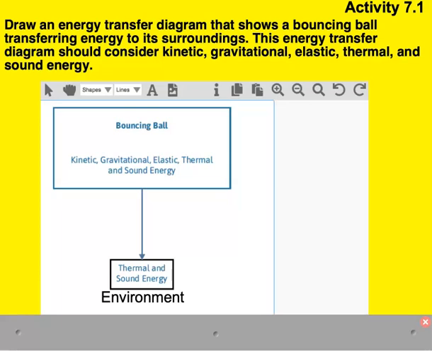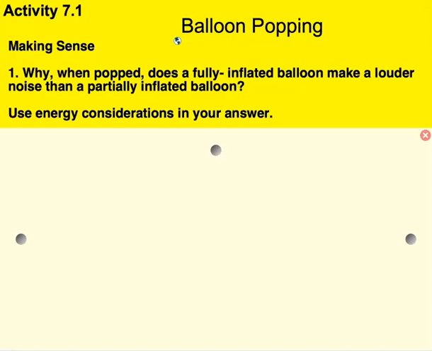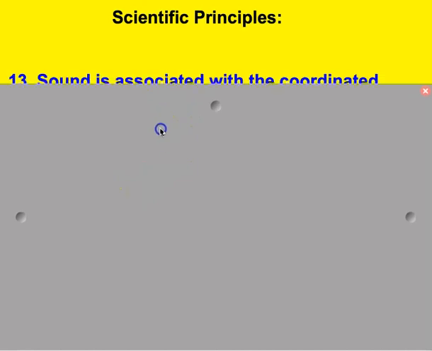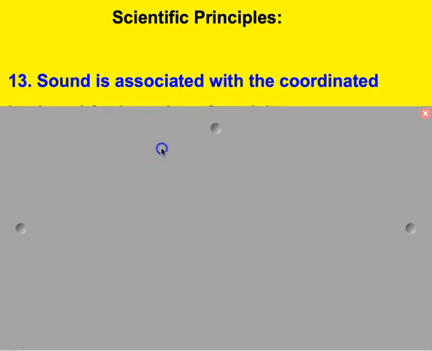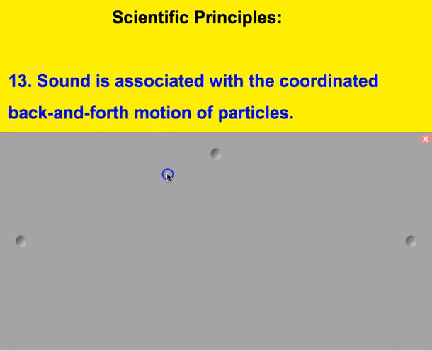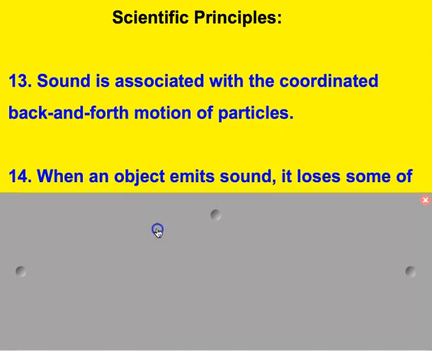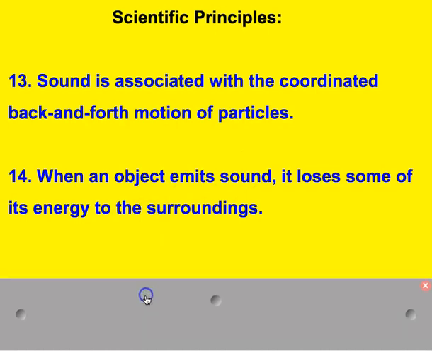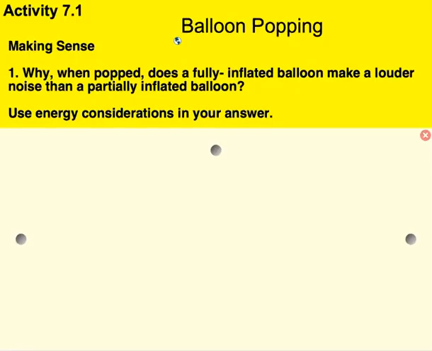So that does it almost for the questions. I've got the making sense question coming up, but I want to go through the scientific principles quickly first, just to explain a little bit before we get to that final answer. Remember, sound is associated with the coordinated back and forth motion of particles. And that's why usually when we think of sound, we associate it with kinetic energy. And when an object emits sound, it loses some of its energy to the surroundings, which makes sense. That's why things stop.